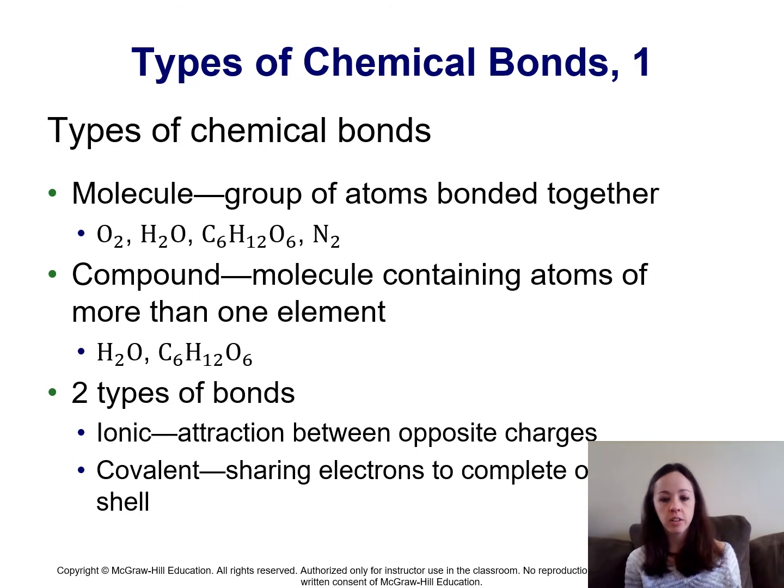When atoms chemically react, they form molecules. When there are more than one element in the molecule, it is called a compound. Oxygen gas would be considered a molecule, but not a compound, since we only have one element in that molecule. While carbon dioxide, on the other hand, would be considered a molecule and a compound. When atoms give or take electrons, they are said to be forming an ionic bond. When atoms share electrons, they are said to be creating a covalent bond.